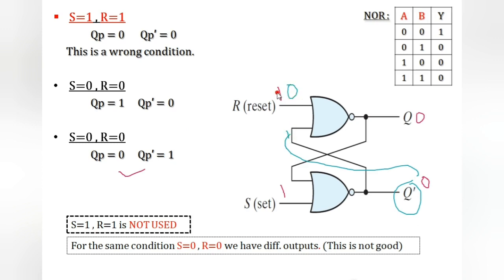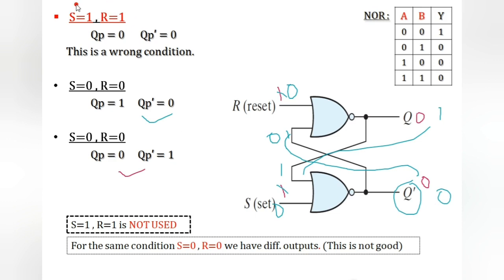So in the 0, 0 condition, both values are changed. In the first case, I have considered this one and my outputs are 0, 1. In the second case, I am considering this one, and 0, 0, 0, 0 results 1, 1, 0 results 0. My outputs are 1, 0. If you observe all these carefully, if I consider this value, then outputs are 0, 1. If I consider this value, my outputs are 1, 0.